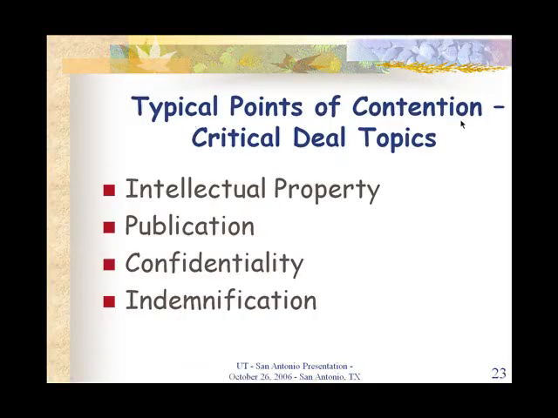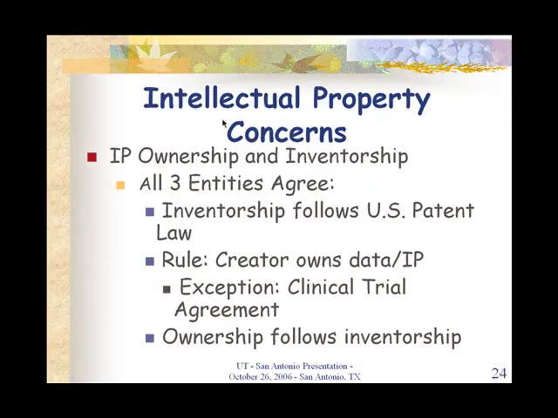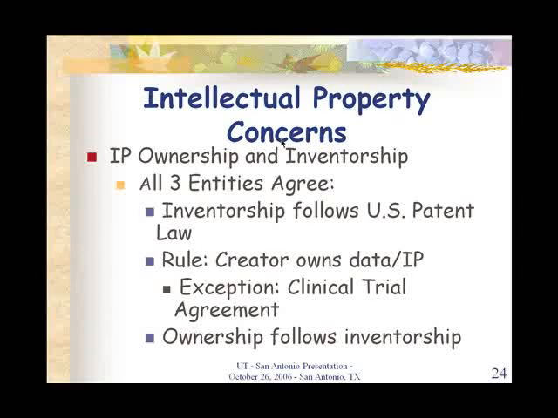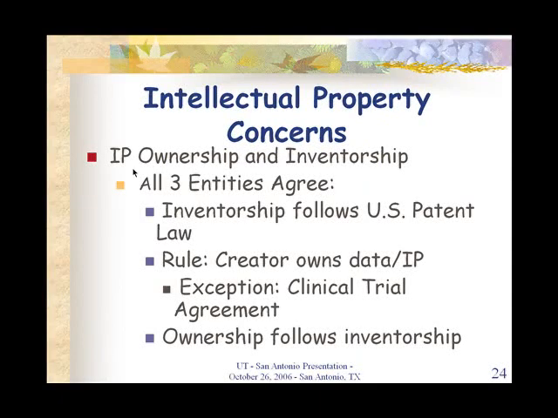So the typical points of contention, the critical deal topics, intellectual property, publication, confidentiality, and the indemnification, as we saw. The IP concerns when working under contract with, say, a biotech company would contract for you to do some work or something like that. That's what this is about. So what would be the IP ownership in the end? So the original contractual agreement has to have some type of statements whether IP is expected or not. There should be something there. What if something pops up? Then who owns it? And then how does the inventorship become established?